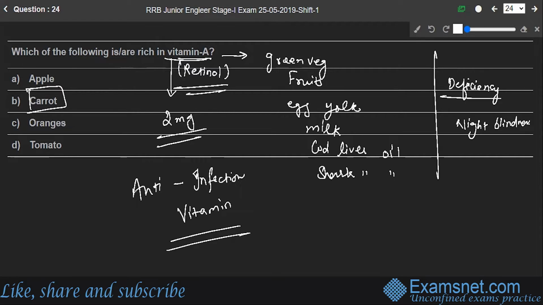Severe deficiency leads to some other complications. Blindness can be caused by a film of keratin over the cornea, headache, irritability, vomiting, hair loss, blurred vision, liver damage. These are all the deficiencies that occur due to deficiency of vitamin A in the body. So that source is your carrot. Option B is the right answer. Next is question number 25.